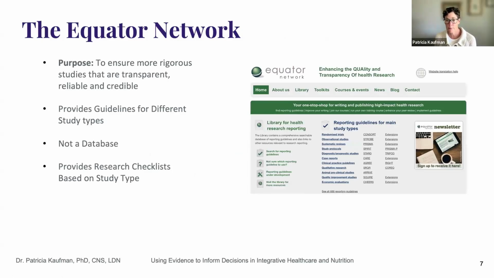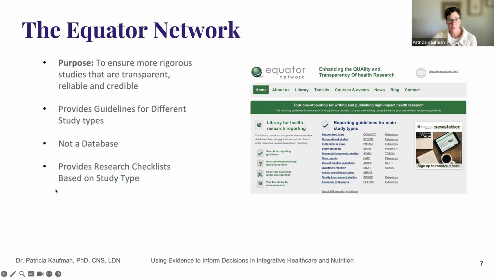Many people think it's a database like PubMed, but it's not. The purpose of it was to ensure that studies are more rigorous, transparent, reliable, and credible. So it offers guidelines and a checklist for each type of study to ensure that the researchers are following these guidelines. And you can use these same guidelines to validate if a study is credible, reliable, and transparent.